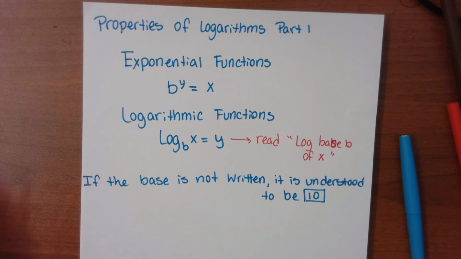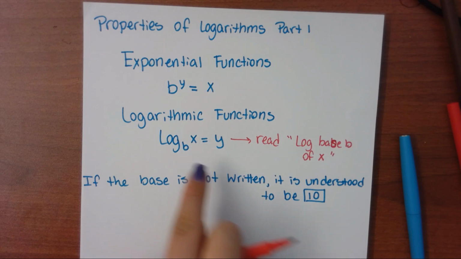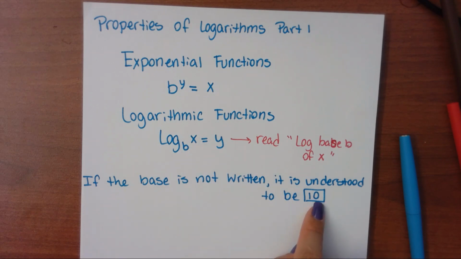Now, here's the thing. If the base is not written, it is understood to be 10. 10 is our number system. It's our counting system. 1, 2, 3, 4, 5, 6, 7, 8, 9. Those are our digits of numbers. And then they repeat with 1 and 0, and then 1 and 1, and 1 and 2, and those numbers are used in our number system. So if the base is not written in a logarithm, it's understood to be 10. So that's why you'll have differentiation of bases. Sometimes it will be written, sometimes it won't be written. If it is written, that means the base is changed. If it is not written, then it's understood to be 10.